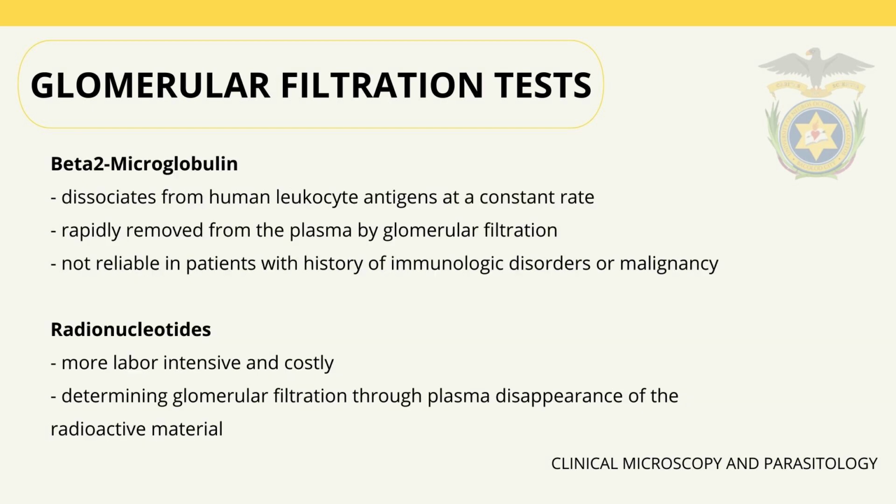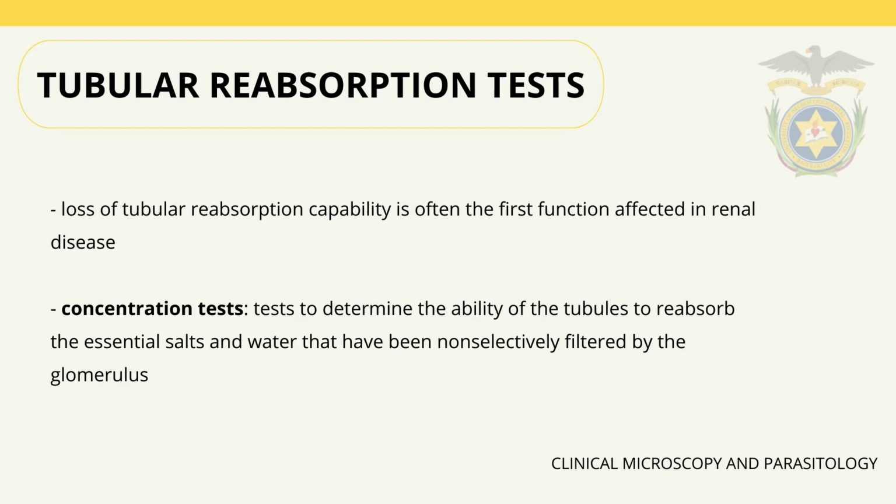Another test to assess for glomerular filtration is the beta-2 microglobulin. Beta-2 microglobulin usually dissociates from human leukocyte antigens at a constant rate, and it is rapidly removed from the plasma by glomerular filtration. It is not reliable in patients with a history of immunologic disorders or malignancy. Next are the radionucleotides. It is more labor-intensive and costly in determining glomerular filtration through plasma disappearance of the radioactive material. The next type of test to assess for renal function are the tubular reabsorption tests.